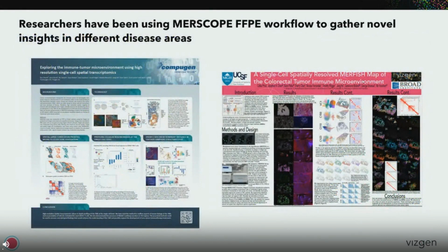And around the globe, researchers are already adopting the MERSCOPE FFPE workflow in their research. For example, the pharmaceutical company Compugen in Israel used MERSCOPE to study the immune tumor microenvironment in colon and ovarian cancer. And at the Broad Institute, Neil Cohen's group is using this to study colon cancer as well. And these are some of the posters that they have recently been presenting.